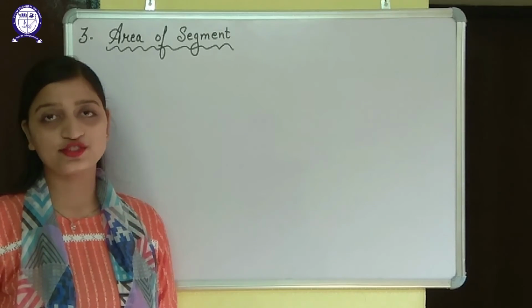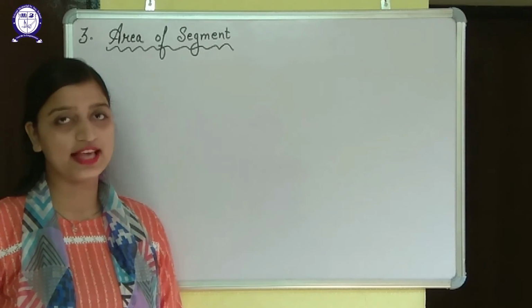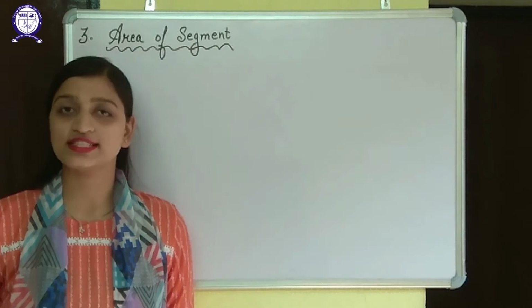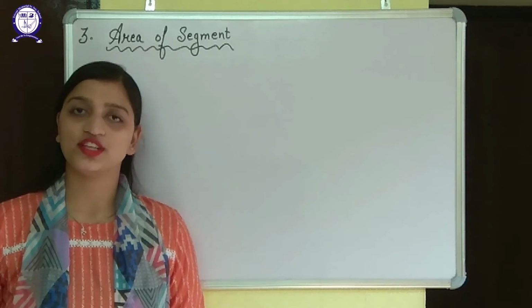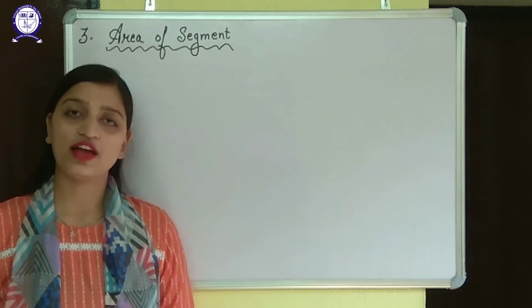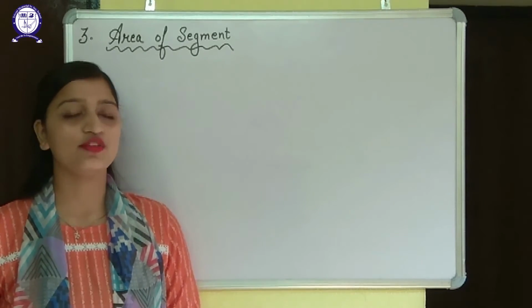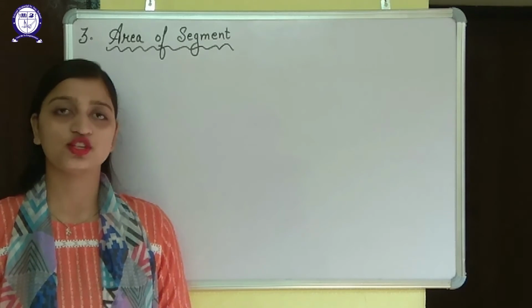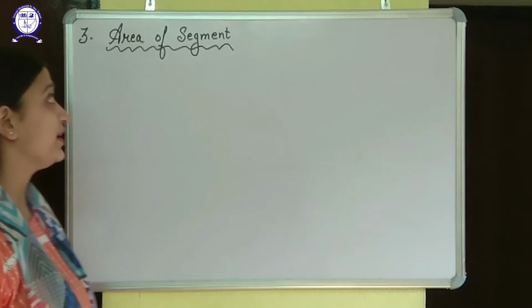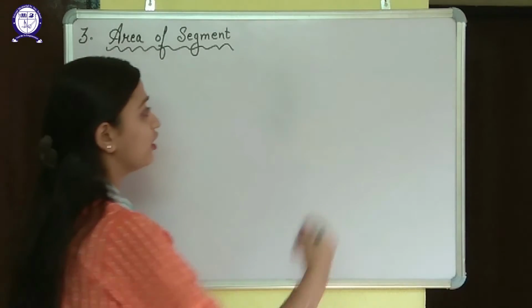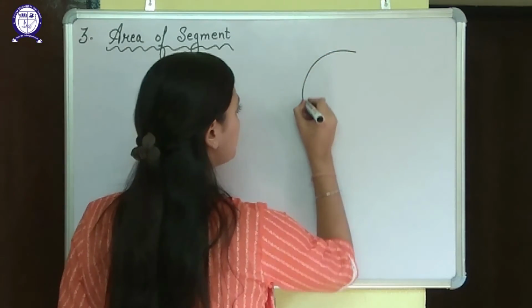Now coming to the next topic, that is area of the segment. In this exercise we are mainly focusing on area of the sector and the area of the segment. We have already done the area of sector and there are some examples. Now we will do area of segment. So let's see how to find the area of segment. Now first of all, what is the segment? We will draw the figure. This is my circle.